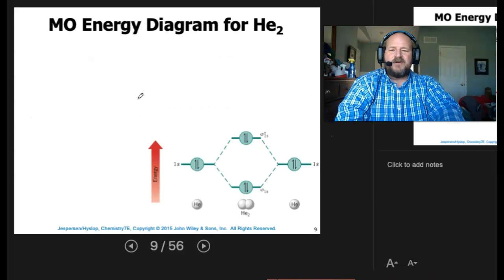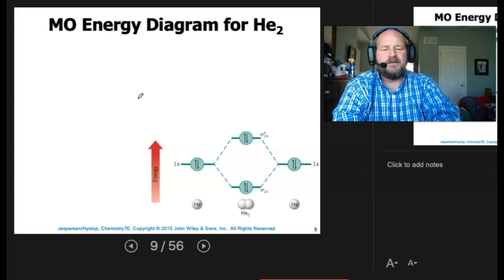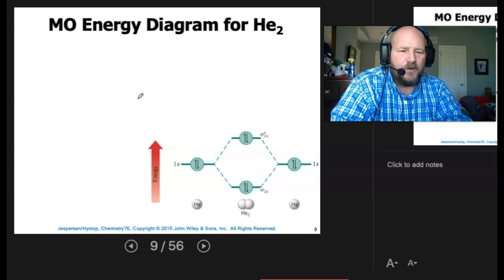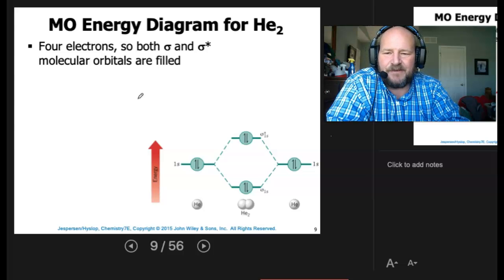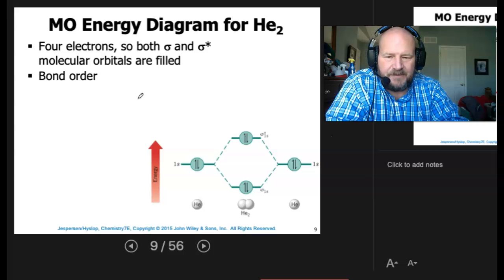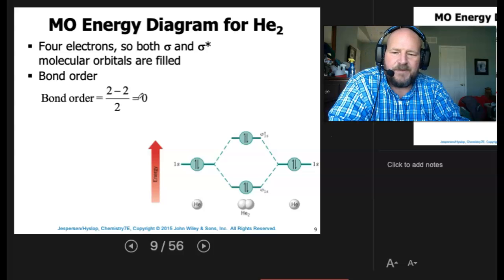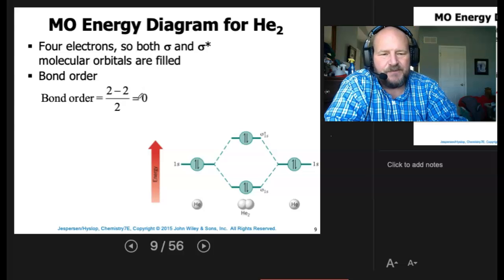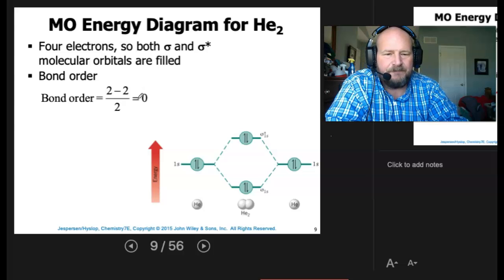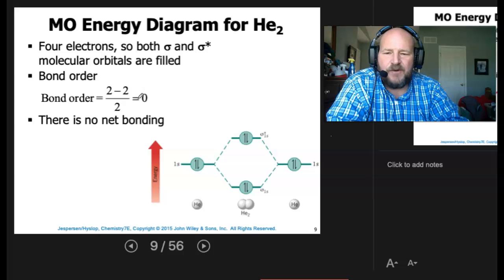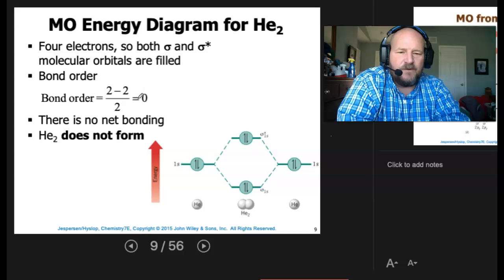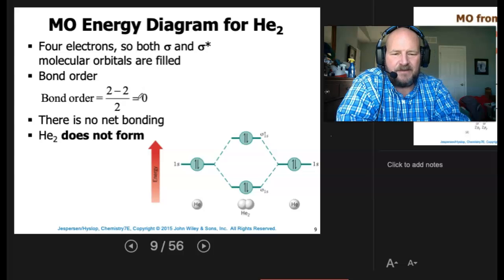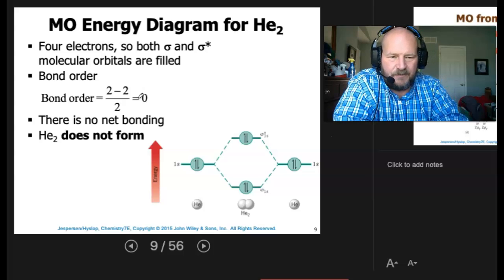All right, so the MO energy diagram for He2. We're going to see why helium will not form a bond with another helium. We now have 4 electrons, so both the sigma and the sigma star molecular orbitals are going to be filled up. That means our bond order would be 2 minus 2 divided by 2, which is going to be 0. There is no net bonding, so therefore He2 does not form, and of course we can't find that as a molecule in our everyday world.